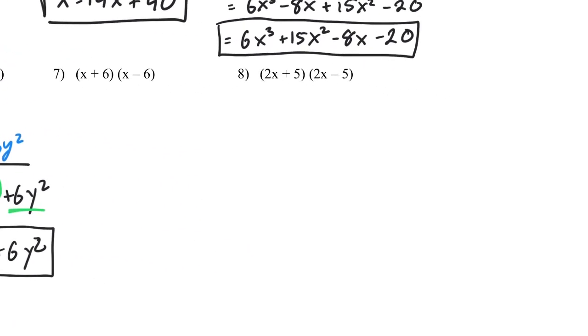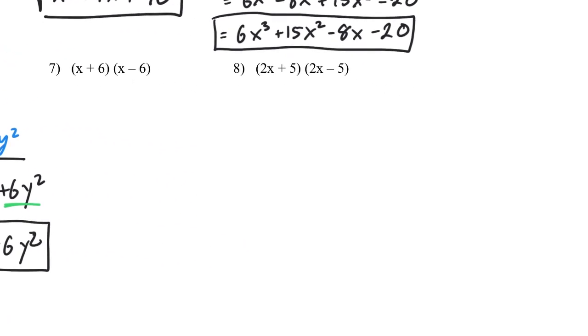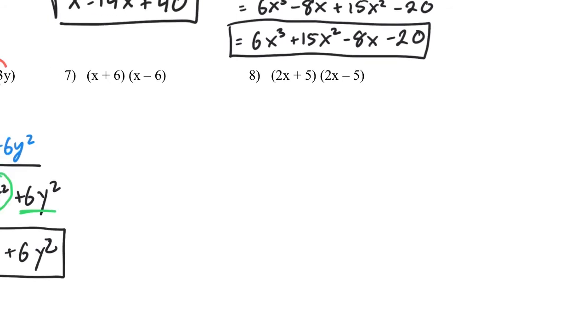Okay, last problem. Let's go ahead and do our distribution. So first distribution. Okay, we're going to get 4x squared and then 2x times -5 minus 10x. Last distribution here. So then we're going to get 10x minus 25.